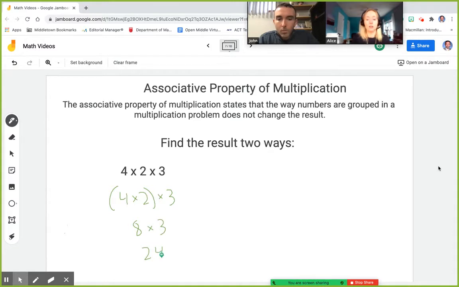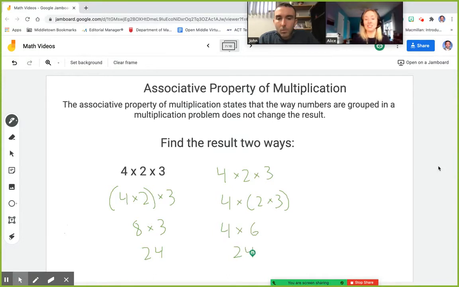Now, another way I could have grouped them, because multiplication is associative, maybe for whatever reason, I wanted to group the 2 and the 3 together first. Because they're in parentheses, I'd multiply the 2 times 3 first and get 6, and 4 times 6 is 24.